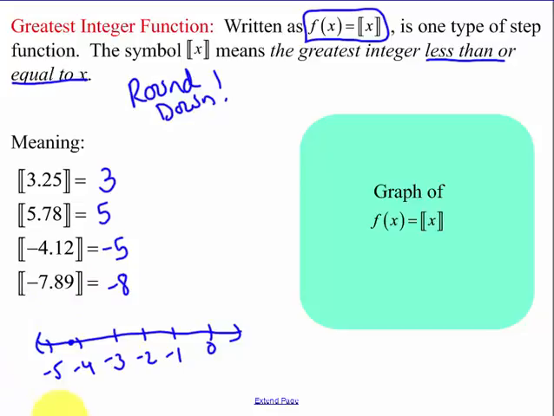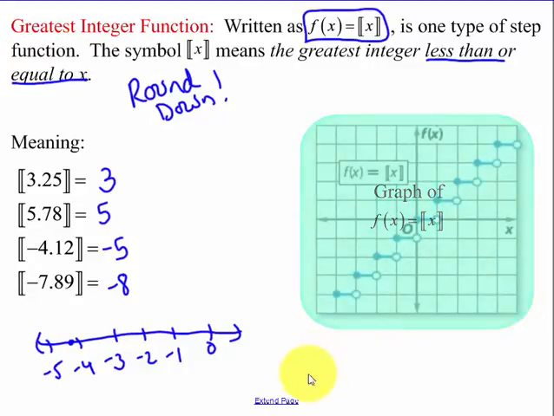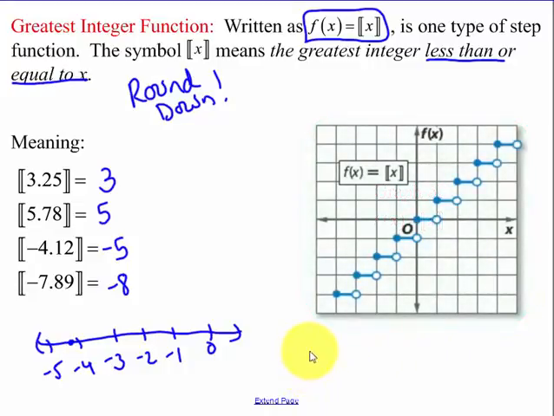So what does that graph look like? It looks very different from something we've ever seen before, I should say. Okay, what they are, they're little bars. Okay, and it's a step function. So all of these are possible values.